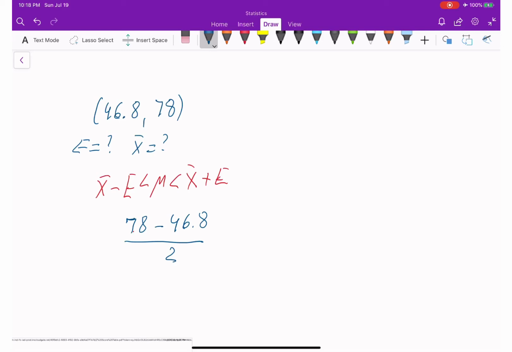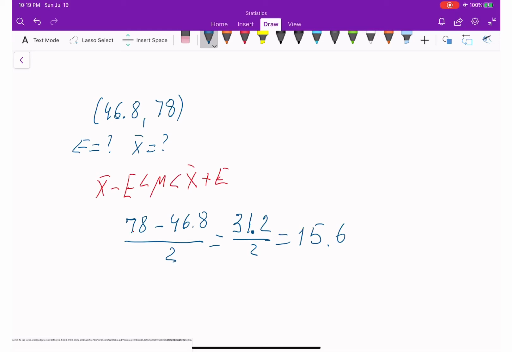So estimated margin of error is the length of the interval divided by 2, which is going to be 78 minus 46.8, that is going to be 31.2. And then divided by 2, we are going to get 15.6. So this is our estimated margin of error. And also estimated mean is the middle of the confidence interval.